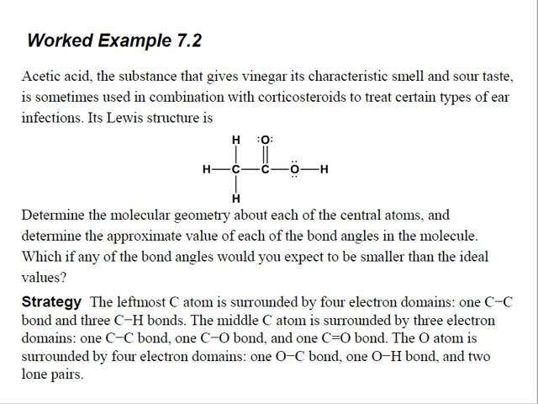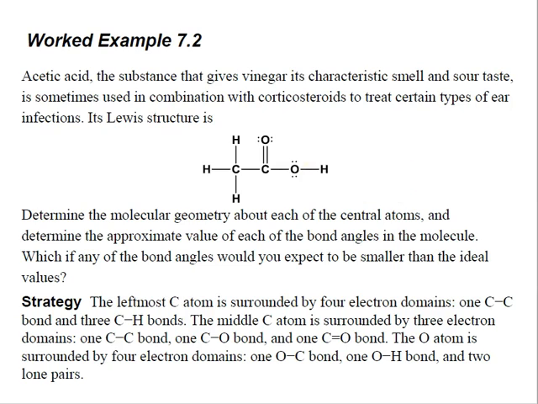looking at the leftmost carbon atom, which is here, that'll be surrounded by 4 electron domains, 1 carbon-carbon single bond, and 3 carbon-hydrogen single bonds. The middle carbon, shown here, will be surrounded by 3 electron domains, 1 carbon-carbon single bond, 1 carbon-oxygen single bond, and 1 carbon-oxygen double bond. And then our oxygen atom, shown here, is surrounded by 4 electron domains, 1 oxygen-carbon single bond, 1 oxygen-hydrogen single bond, and 2 lone pairs.